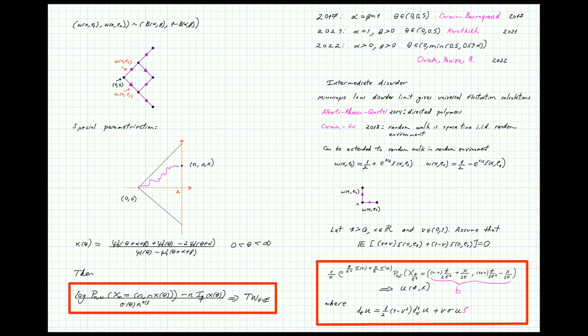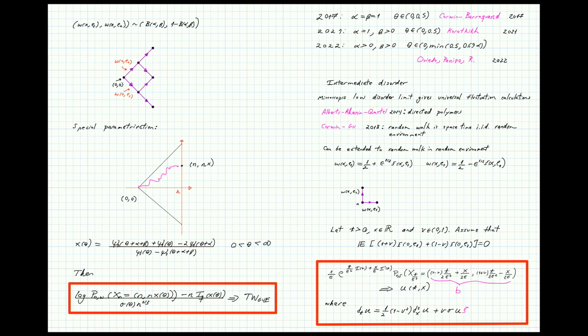This model was introduced by Corwin and Barraquand in 2017, and they proved this theorem for alpha equals beta equals 1. This was extended for arbitrary beta in 2021 by Korotchik. And a couple of years ago, in collaboration with Oviedo and Gonzalo Panizo, we extended it for arbitrary alpha and beta. There's some restriction on the theta. I'm not going to, again, enter into this detail.